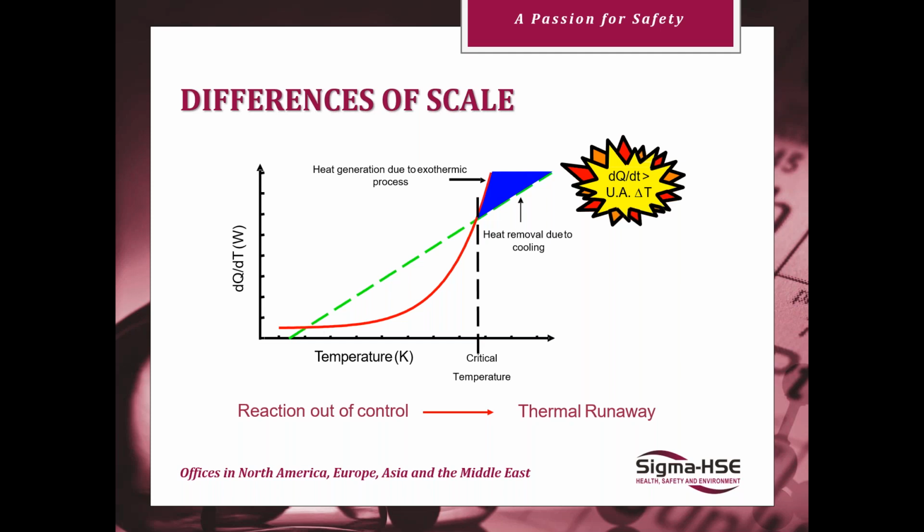We've got our red line, which is the heat generation due to an exothermic process. And one of the key words earlier was the Arrhenius relationship. Typically for a lot of chemical reactions, the rate of the reaction will increase as the temperature increases. This causes the increasing red line. When that red line crosses over the green line, you have an excess of heat forming in the system that you cannot remove with your normal cooling process, which is just going to build up and build up. This is the reaction out of control, your thermal runaway.